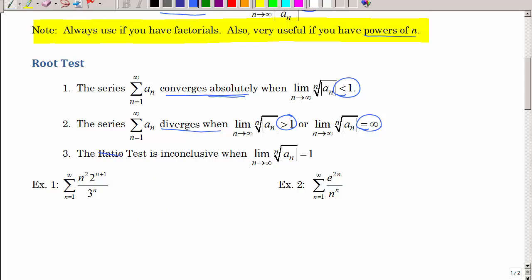And so, in fact, I have a typo. I probably copied and pasted. The root test is inconclusive when that limit is equal to 1, which means you have to try something else.